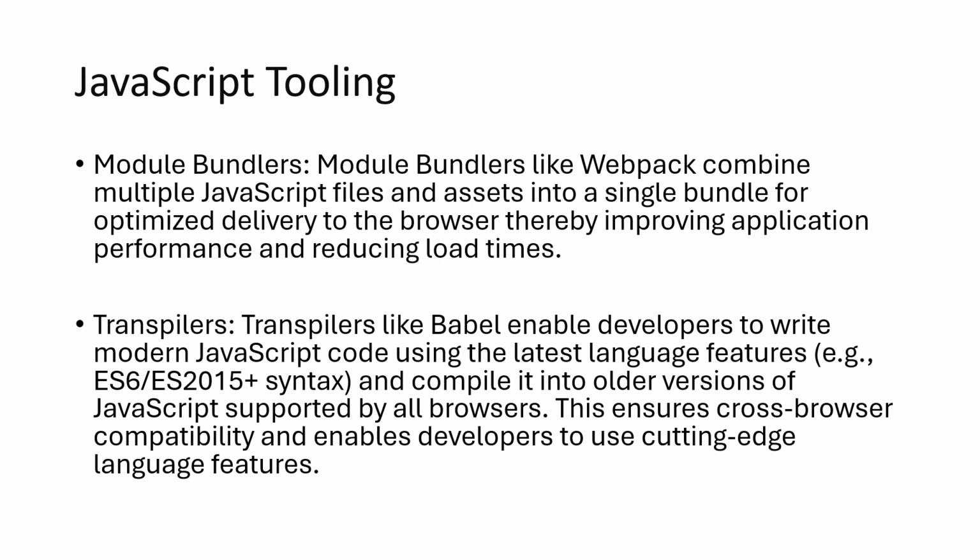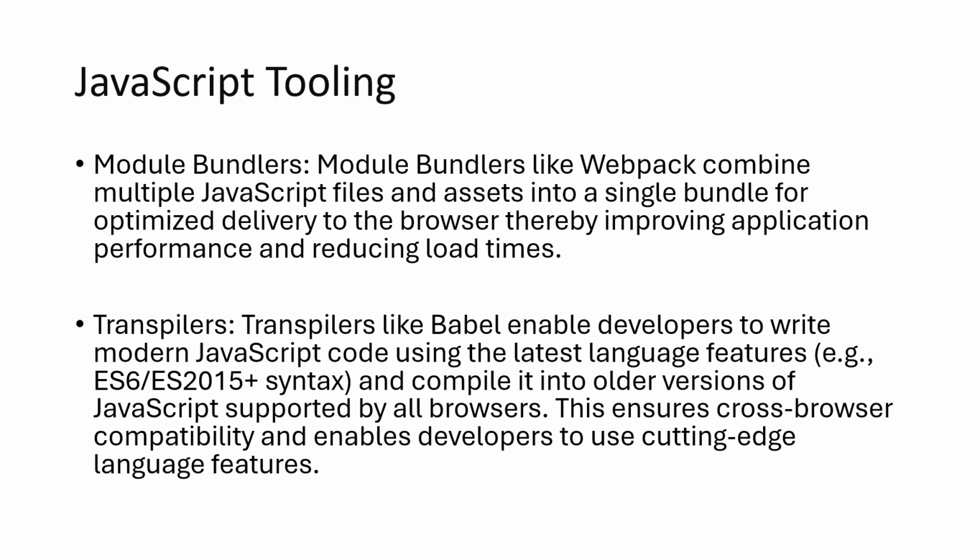Now we will go through a brief list of development support tools used by professional JavaScript development teams. These tools help us to reduce errors and also increase code performance. The first tool will be module bundlers. Module bundlers like Webpack, Rollup, and Parcel combine multiple JavaScript files and assets into a single bundle for optimized delivery to the browser. They support features like code splitting, lazy loading, and tree shaking, which improves application performance and reduces load times.